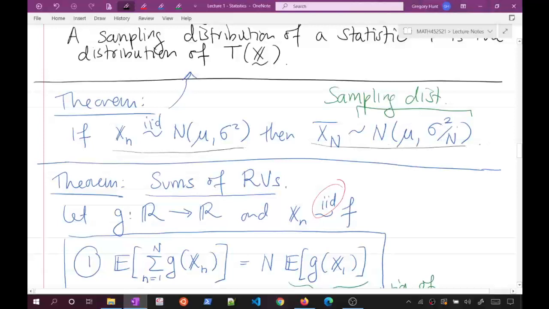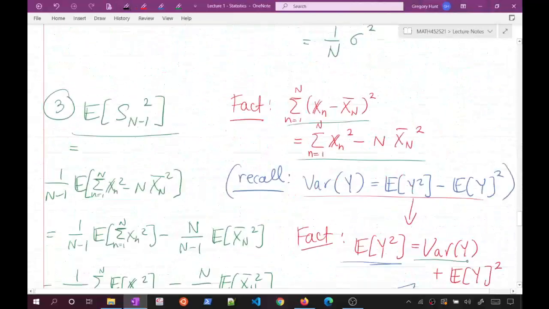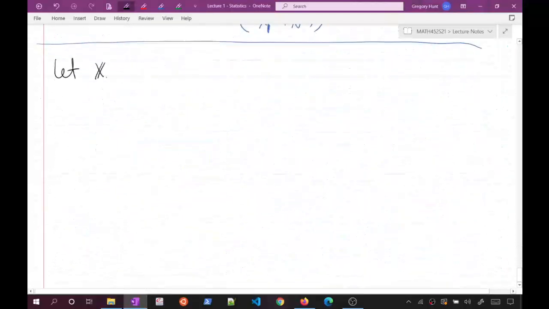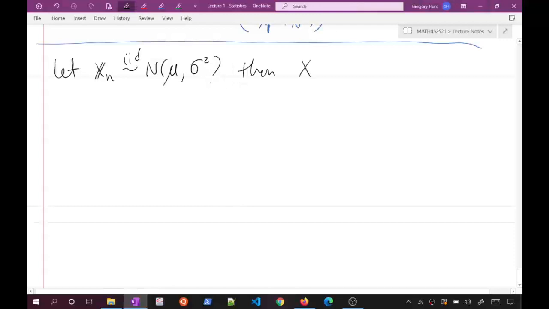We've seen that before. So we can actually prove this theorem now. The theorem is that if I have a random sample, and it's not just that they're identically distributed, but they're all normal with the mean mu and variance sigma squared, then, as we claimed above, kind of at the beginning of this lecture, x bar is also normally distributed. Mean mu, variance, not sigma squared, but sigma squared over n.